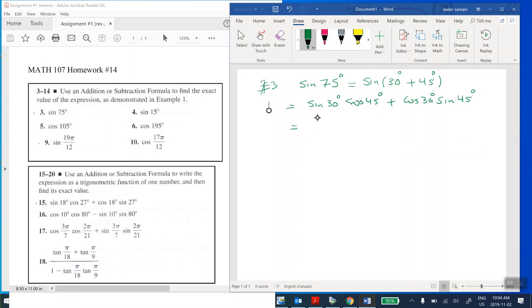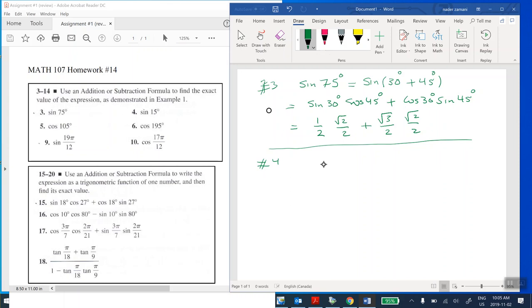Okay, so now this thing is 1/2. That is root 2 over 2, or 1 over root 2, whichever you want. This thing is root 3 over 2. Cosine of 30 is root 3 over 2. And of course, sine of 45 is also root 2 over 2. So this is the way we have to solve these problems. Let's do number 4.